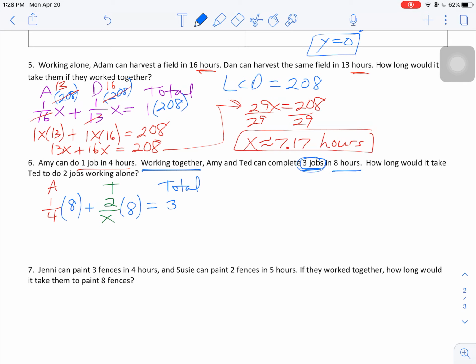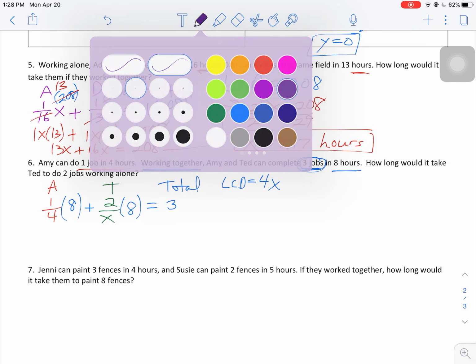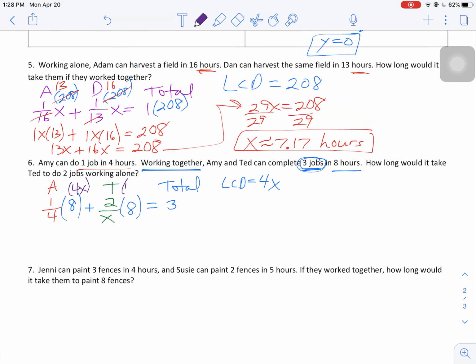As far as a least common denominator goes, there's a 4 and there's an x. So our least common denominator is just going to be 4x. So we want to multiply all the fractions, or I should say all the terms in the equation, by 4x in order to cancel out all the fractions. So for that first fraction, 4 divided by 4 cancels, and you're left with the x up top. So you have 1 times 8 times x from that first fraction. Second fraction over, the x and the x cancel out. So you have 2 times 8 times 4. And then 3 times 4x is 12x.